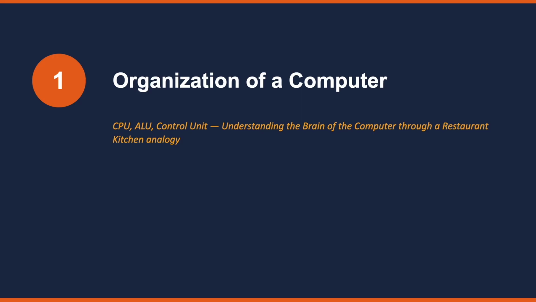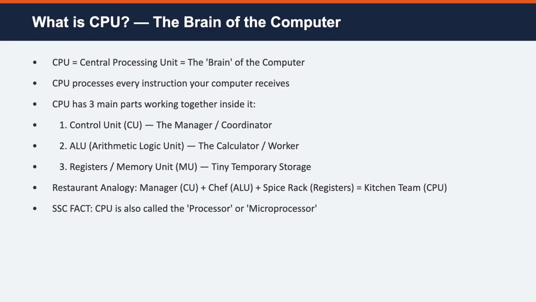CPU equals central processing unit equals the entire kitchen team. Manager plus chef plus spice rack equals control unit plus ALU plus registers equal CPU. Is it simple enough? CPU is equal to central processing unit, equal to brain of the computer. 3 parts: control unit, ALU, registers. Restaurant analogy recap, SSC fact. CPU is also called processor or microprocessor.